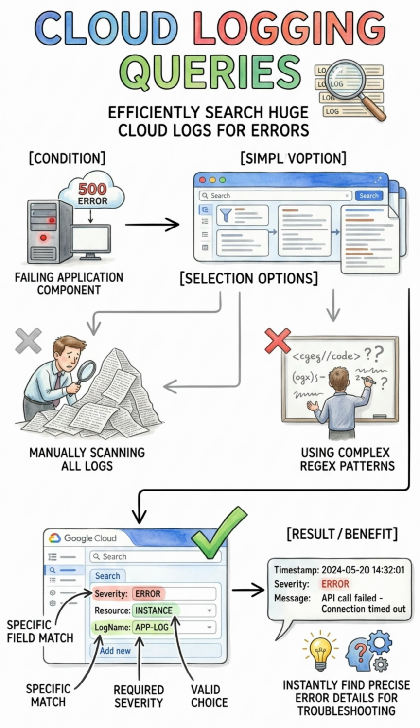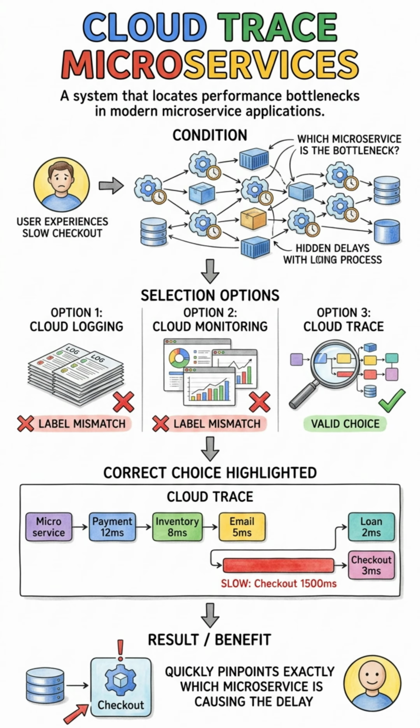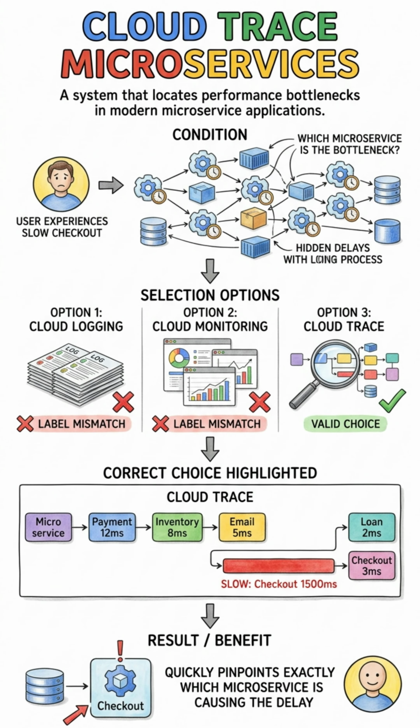When dealing with modern microservices, a single user request might travel through dozens of different containers and databases before completing. Cloud Trace is a distributed tracing system specifically designed to help you find exactly where performance bottlenecks are hiding in that journey. If an exam question asks how to determine which specific microservice is causing a slow checkout process on an e-commerce website, Cloud Trace is your correct answer.